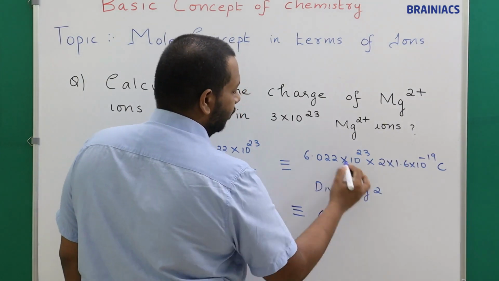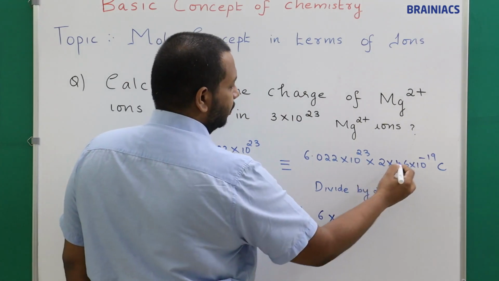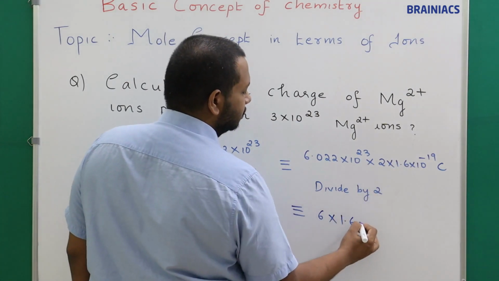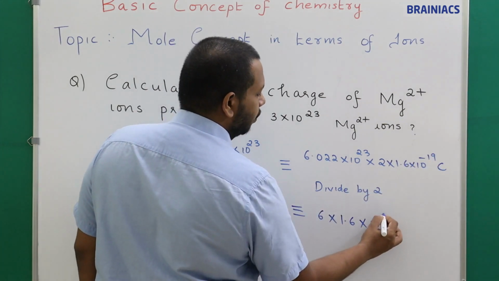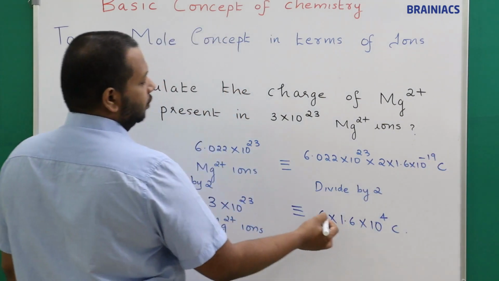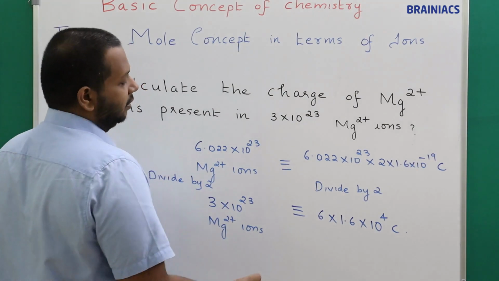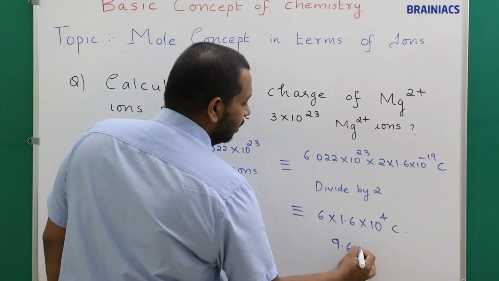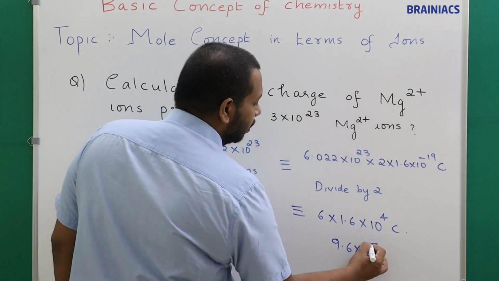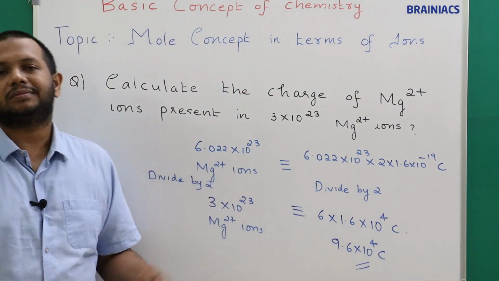So I can approximately say 6 into, how much it will become? 1.6 into 10 power 23, this will become 10 power 4 C. So 16 into 6, so that will become 96. So that is 9.6 into 10 power 4 coulomb. So this will be my answer.